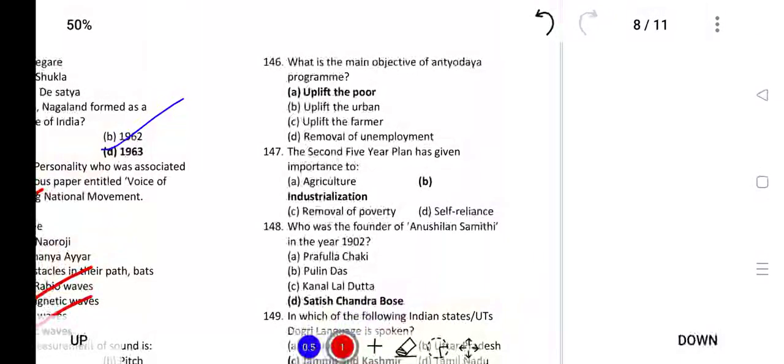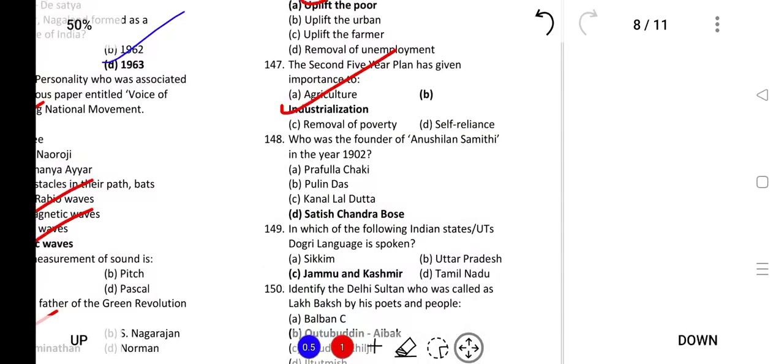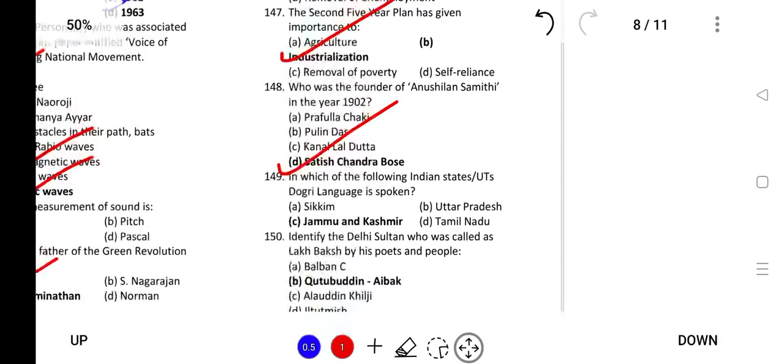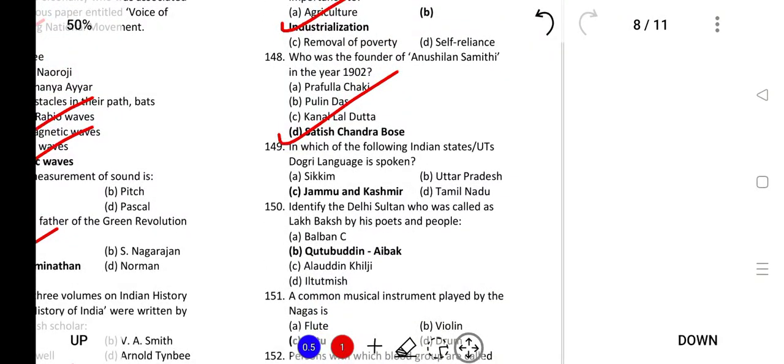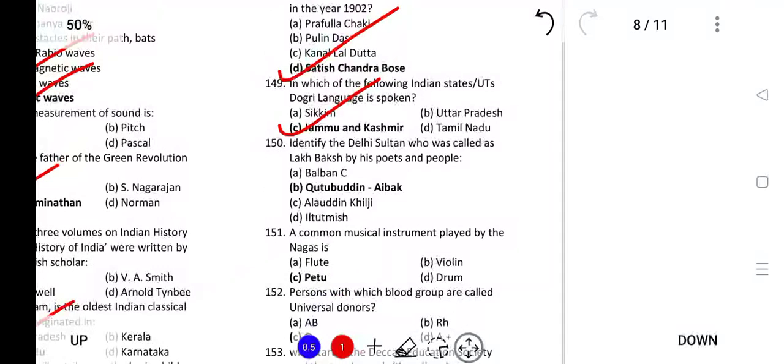Antyodaya is to uplift the poor. Second Five Year Plan: the importance of industrialization. Arunachalam Committee: Satish Chandra Bose. Dogri language is spoken in Jammu and Kashmir. Loktak is in Manipur.